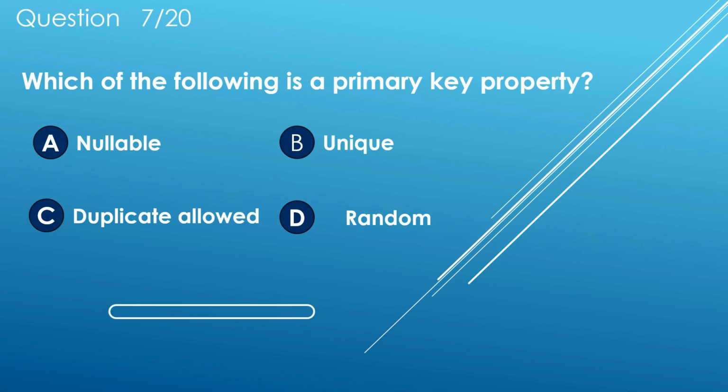Which of the following is a primary key property? A. Nullable. B. Unique. C. Duplicate allowed. D. Random.